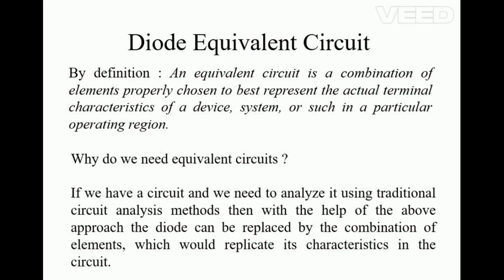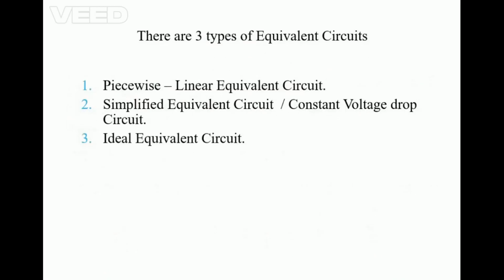The ultimate curve indicates that for this input we are getting this output. The result, the output, is almost the same. So those components which replace the diode, that modified circuit is called a diode's equivalent circuit. Let's understand it further. There are three types of equivalent circuits: the piecewise linear equivalent circuit; the second one, the simplified equivalent circuit, also known as the constant voltage drop circuit; and the third one, the ideal equivalent circuit.